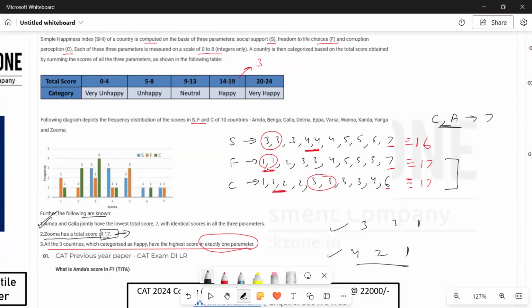But F in both the cases, the circle case and the underline case, F is having a value of 1. So what will be the score in F? Be it any case, the value in F will remain constant, which is 1. One done with the first question.